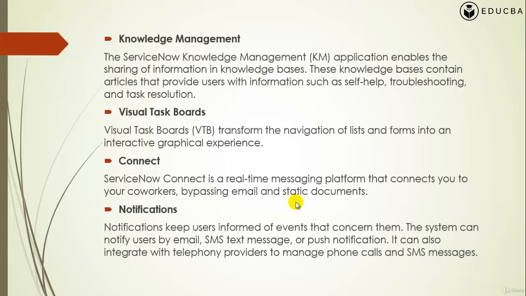Connect is a real-time messaging platform that connects co-workers by bypassing email and static documents. Emails and static documents are days gone, where you want to directly connect to the team and chat with them and understand the problem. Notifications is the other one, where whenever a request is raised, you can notify the end user about it through phone calls or SMS messages, anything which is possible.